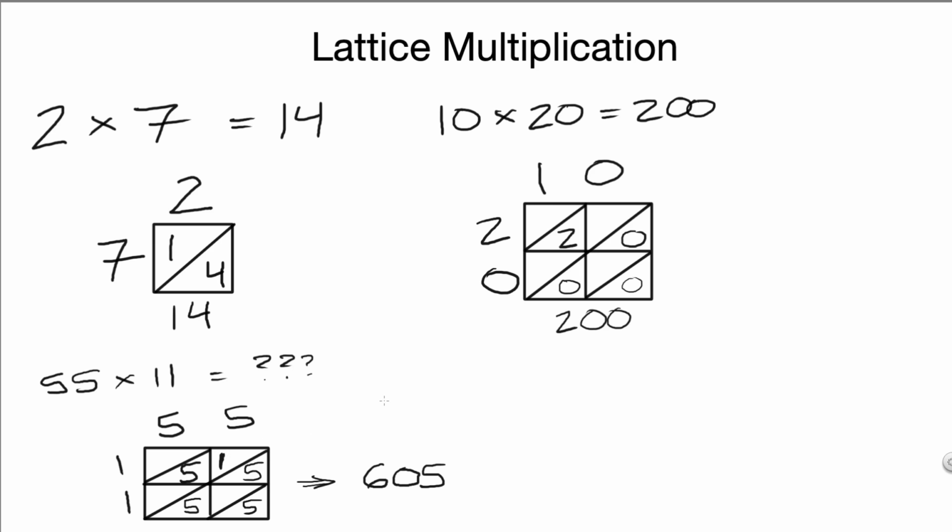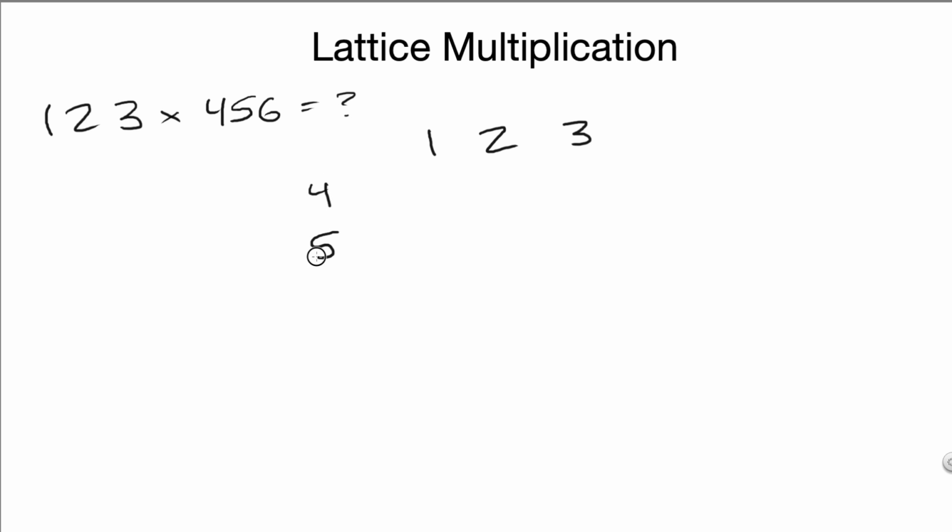So now it's time for a larger example. Let's do 1, 2, 3 times 4, 5, 6. And this one, I'm pretty sure that none of us know off the top of our heads. But yet again, lattice comes in handy. So we're going to start with 1, 2, 3, and then 4, 5, 6.